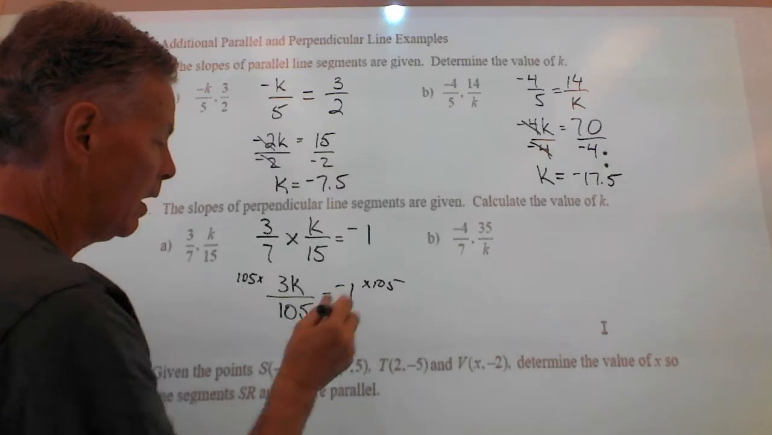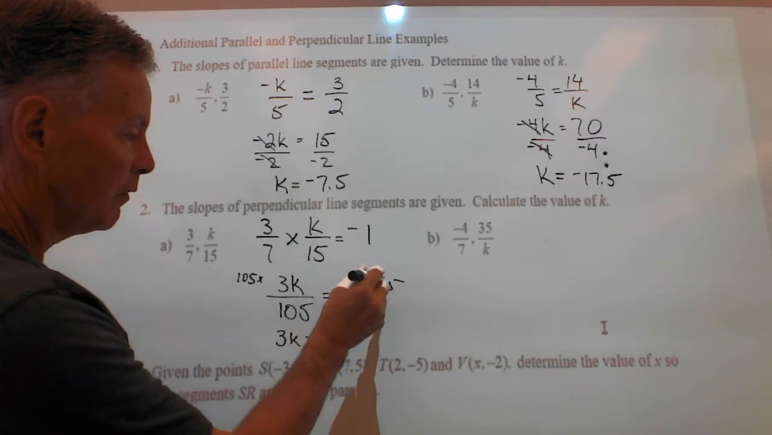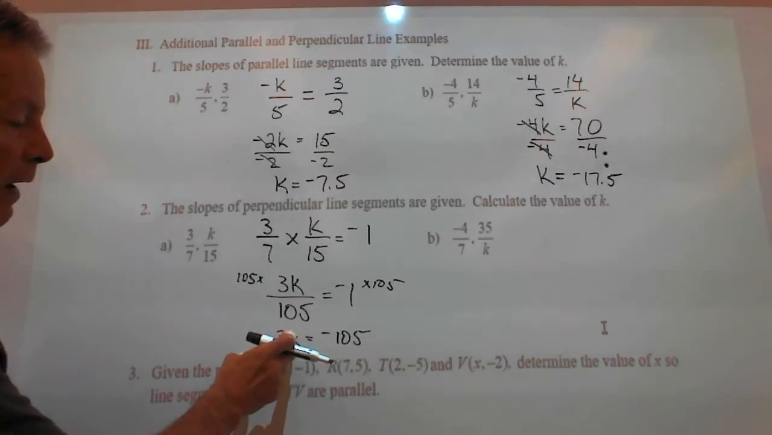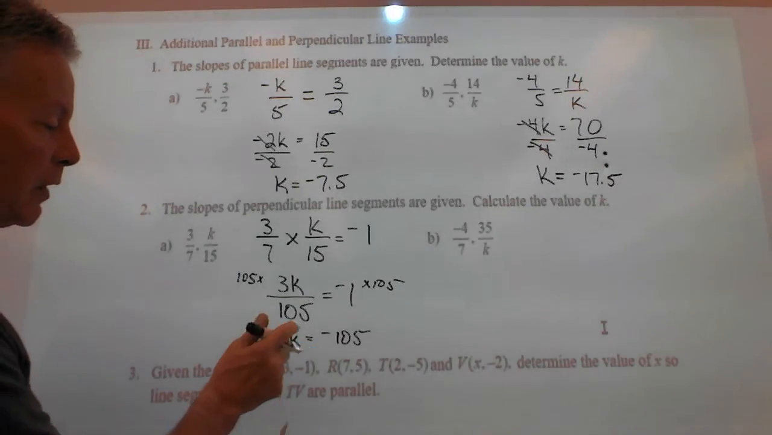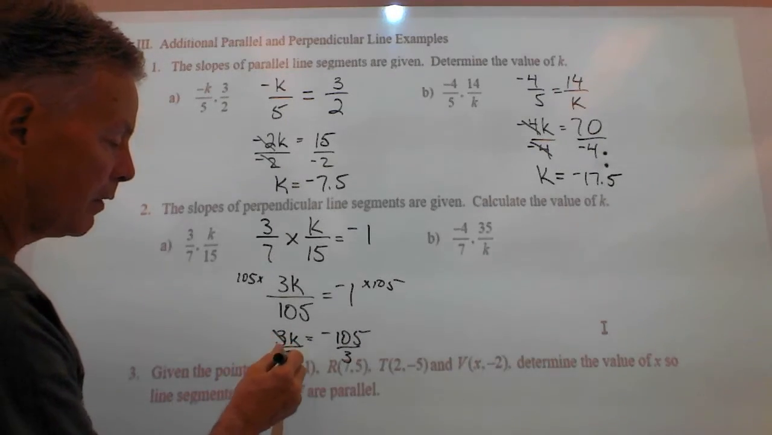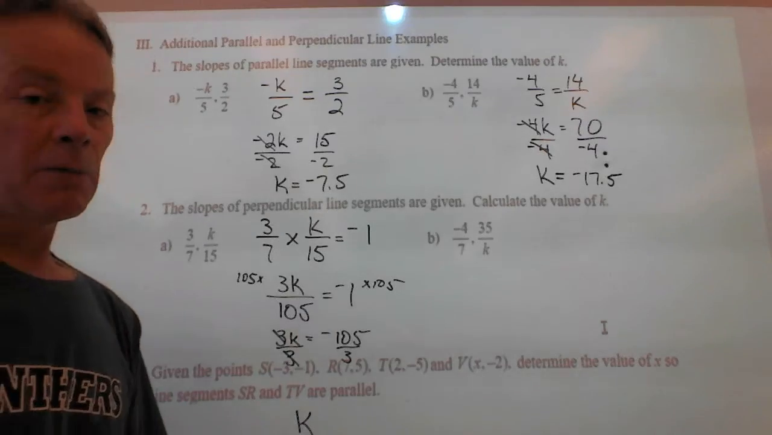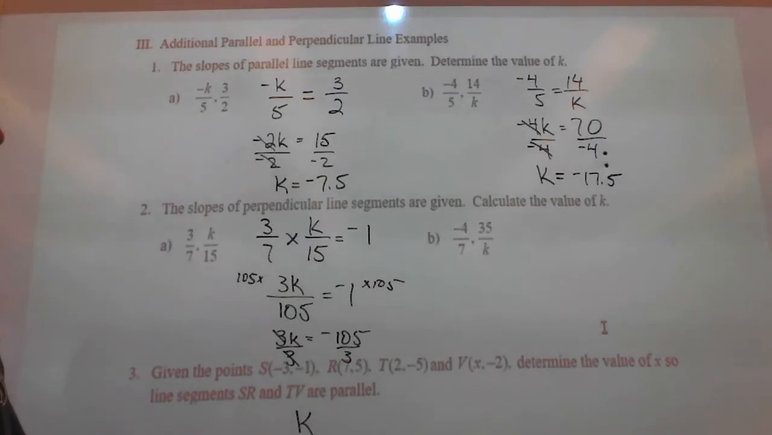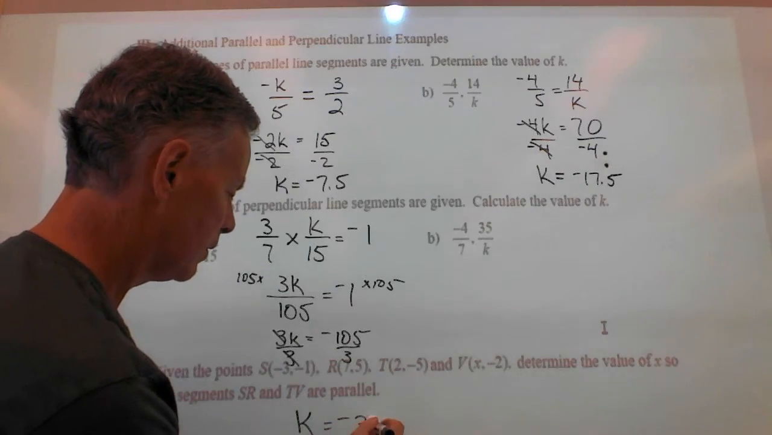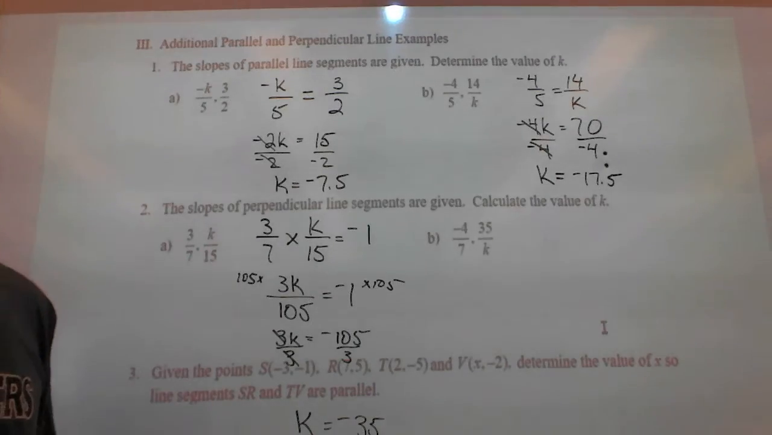And that will give us 3k equals negative 1 times 105, which is just negative 105. And then finally, to isolate k, we simply divide through by 3. 3 divided by 3 leaves us with k. Negative 105 divided by 3 gives us, what does it give us? 35? Yeah, 35. So in this case, k equals negative 35.